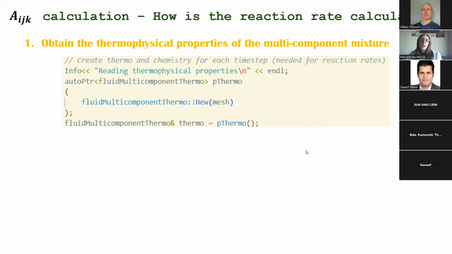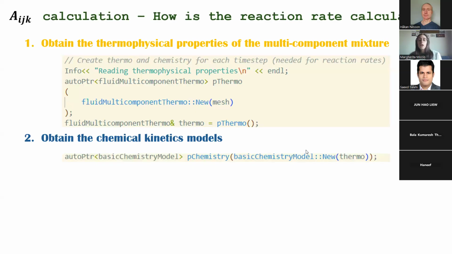We first create an object called multi-component thermo. This will be constructed based on the mesh that we will need to give. And using this object, we can have access through thermo to the thermophysical properties of the mixture, such as the concentration, the temperature, the density, and other key information that are needed for the reaction rate.